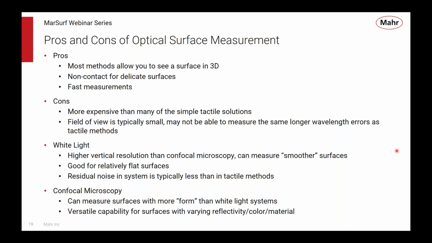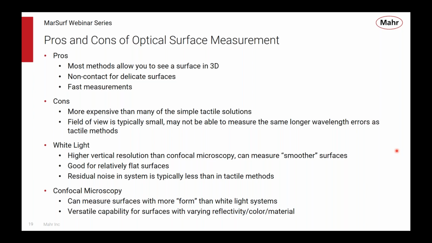So with the Mahr use of white light or confocal, which one's better for what? Well, white light has a higher vertical resolution in the Z direction of an XY surface, so it can measure smoother surfaces. By smoother, I mean like semiconductors, highly polished mirror type surfaces, highly polished optical type surfaces. The white light is very good for those kinds of things.